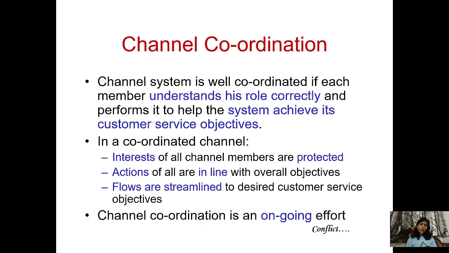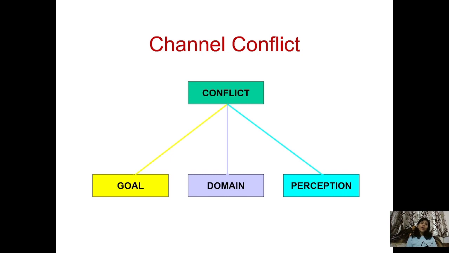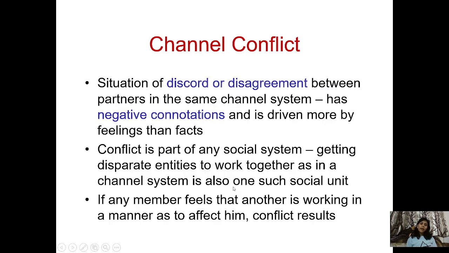Channel coordination is an ongoing effort, and channel conflict occurs when the action of any channel member comes in the way of the system achieving its objective. There are three broad categories of channel conflict. The first is goal conflict, because the objectives of the various channel members are different. Domain conflict occurs because responsibilities and authorities are understood differently. Then perception conflict, because marketplaces are different, so proposed actions vary. So channel conflict is basically goal, domain, and perception.